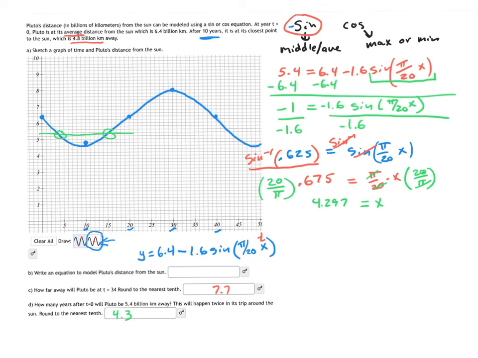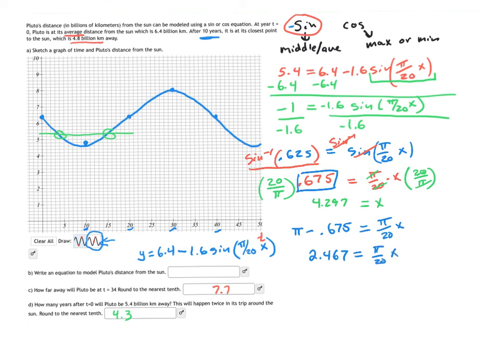So I'm going to take this number right here, and before I solve, I have to do pi minus that number. So I'm going to do pi minus 0.675 is equal to, and then I still have my pi over 20x. So just like we did before in the assignments, in order to find the second sine answer, I have to do pi minus that. When I do that, I end up with 2.467 is equal to pi over 20x.